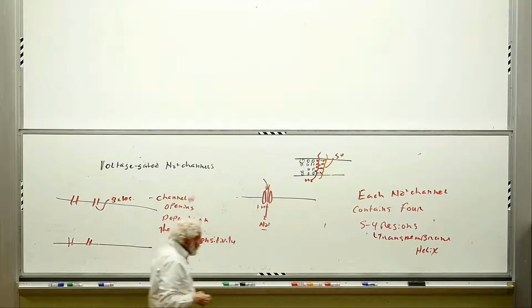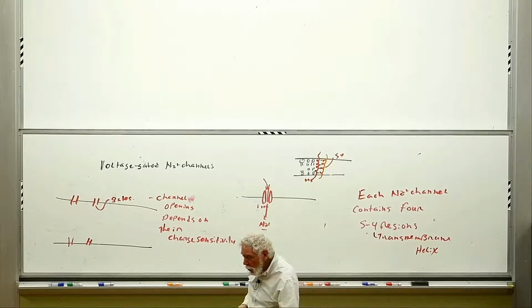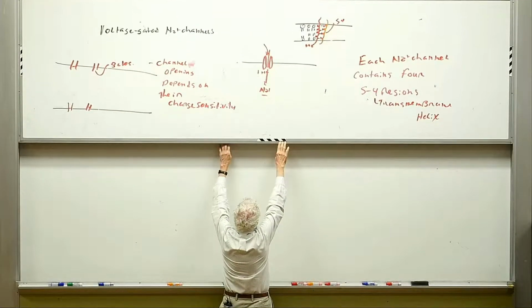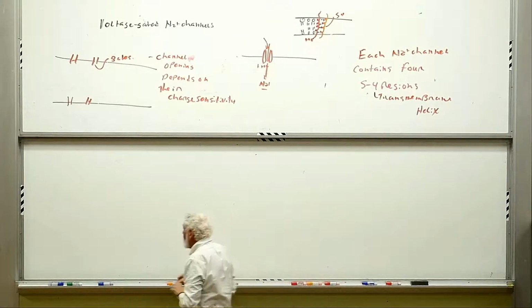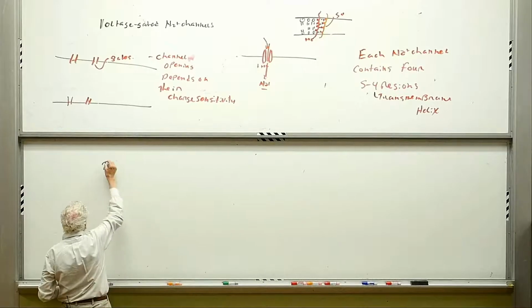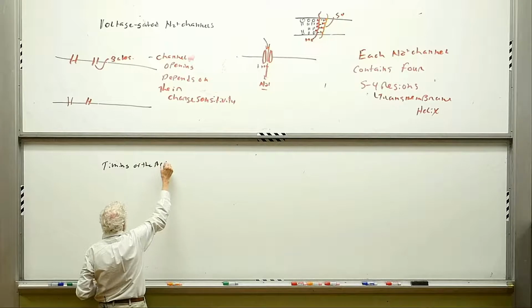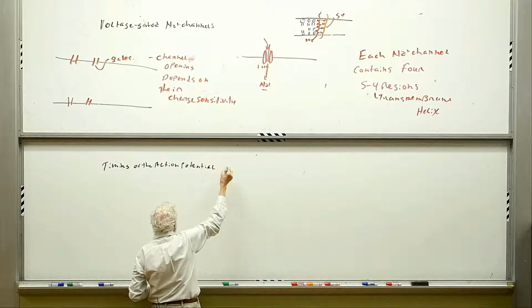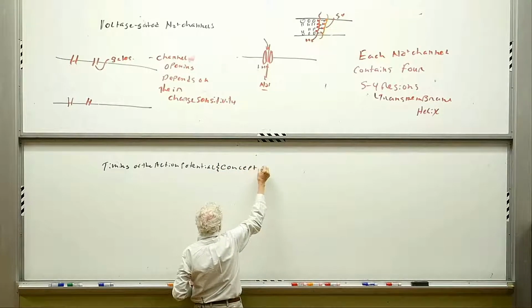But now let's look at a little bit more detail and describe an action potential. And I'm going to put a couple of more ideas in here. So we described that action potential in pretty vague terms. Now what I want to do is talk about the timing of the action potential. And this will include the concept of threshold.